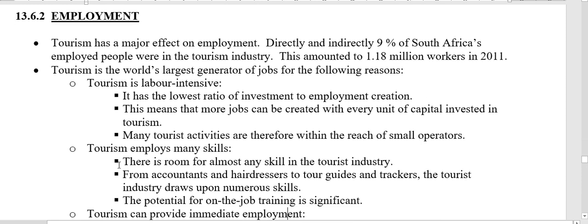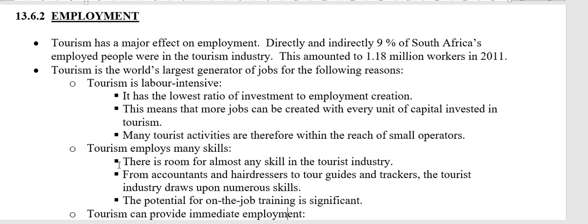The second aspect of the economy that we're going to look at is employment. In other words, what is the contribution that tourism makes to employment, to relieve unemployment in our country? Now, tourism has a major effect on unemployment. You'll see that directly and indirectly, 9% of our employed people were in the tourism industry, either making a direct contribution or an indirect contribution. And in 2011, that amounted to around 1.18 million workers.